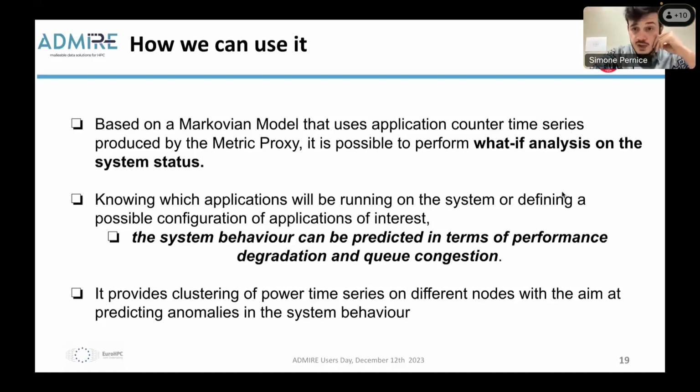For instance, knowing which application we want to run and knowing which meta application it belongs to, we can simulate our model and see the system behavior, and see what is generated from a performance degradation or queue congestion point of view.